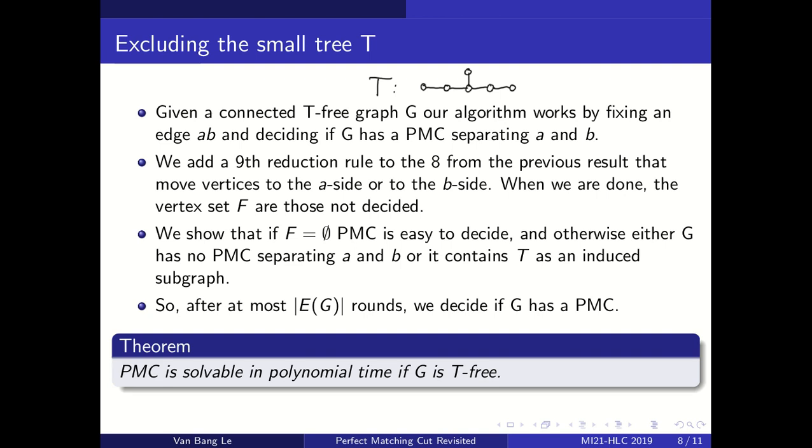So we run this algorithm then for every possible edge of the graph G, and each time we spend polynomial time. So in total we get the theorem here that the perfect matching cut problem is solved in polynomial time if the graph G is T-free.